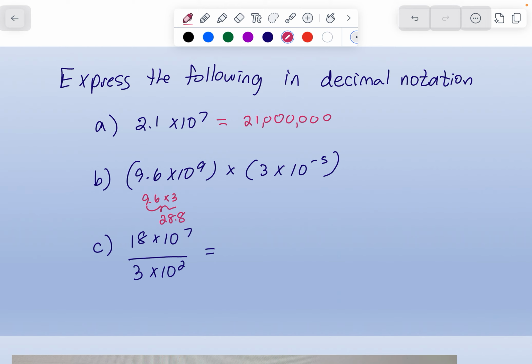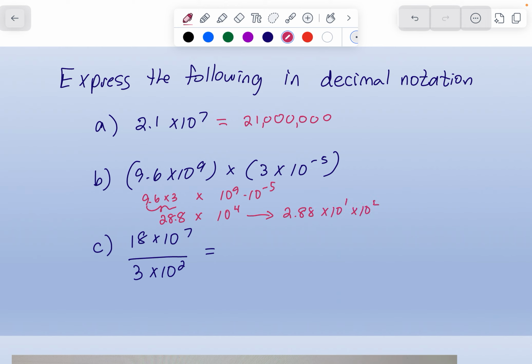And then 10 to the 9th times 10 to the negative 5th. You are going to keep the 10 and subtract the exponents. 9 minus 5 is 4. Now, there's a few different ways you can approach this next thing. This is not technically incorrect decimal notation because we don't see all of the digits. It's not incorrect scientific notation either because we need it to be 2.88. So we've moved that over 1.